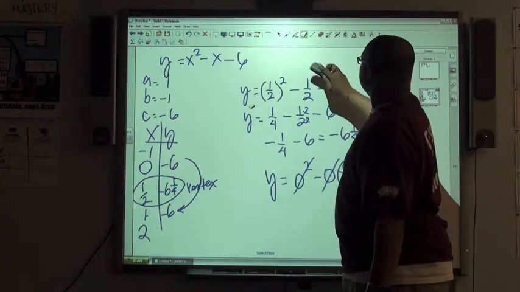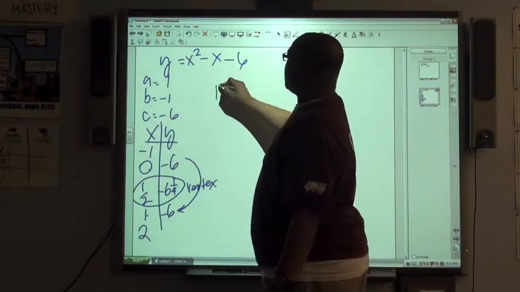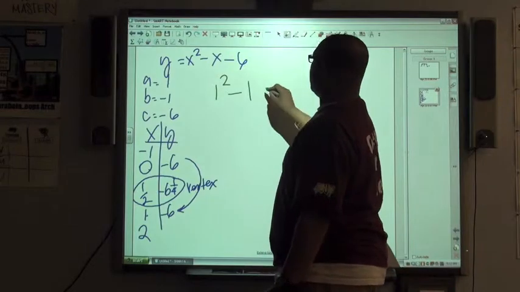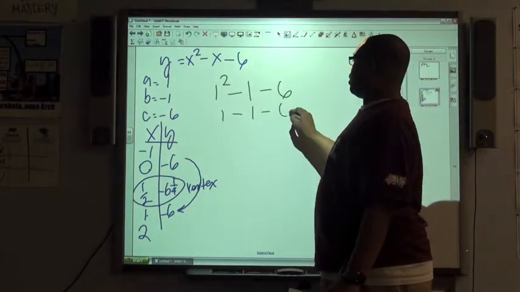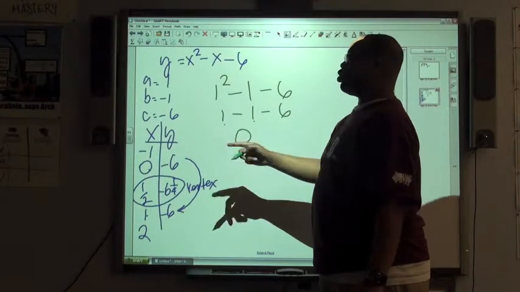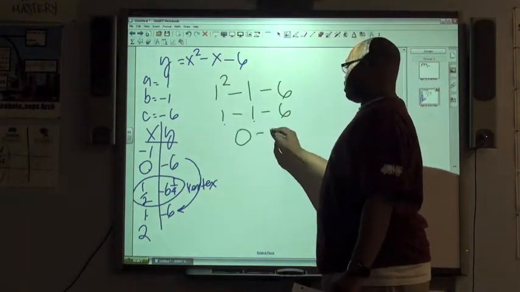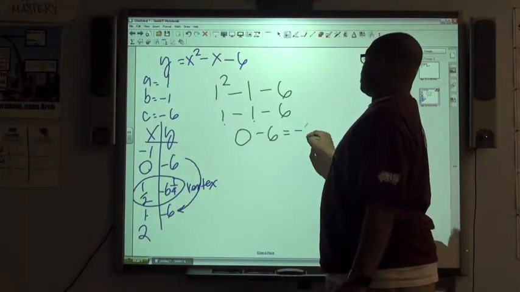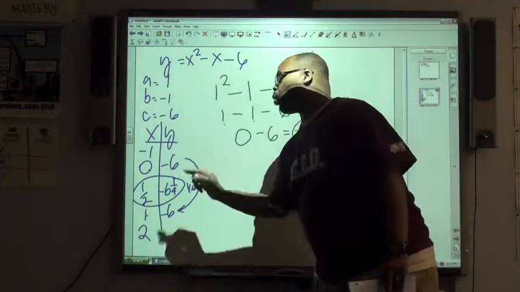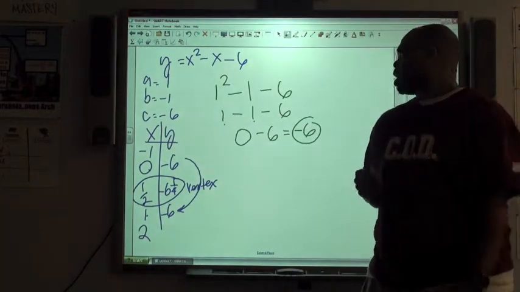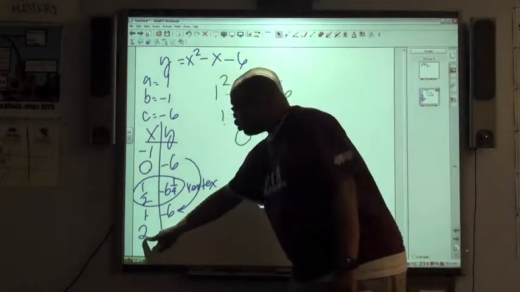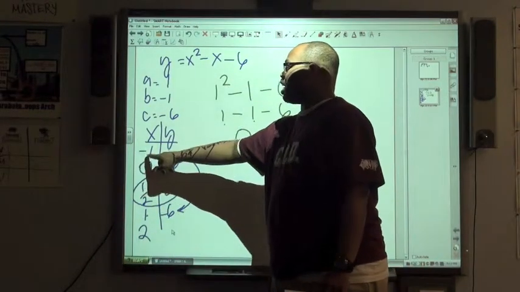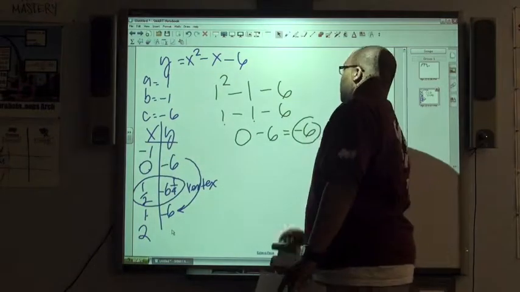Let's check this. If I plug in a 1, that's 1 squared minus 1 minus 6. Well, 1 squared is 1. 1 minus 1 is 0, doing your work from left to right. And 0 minus 6 is a negative 6. So it all worked out using symmetry. Let's do it again. Let's try 2, and then 2's y value would have the same y value as negative 1.